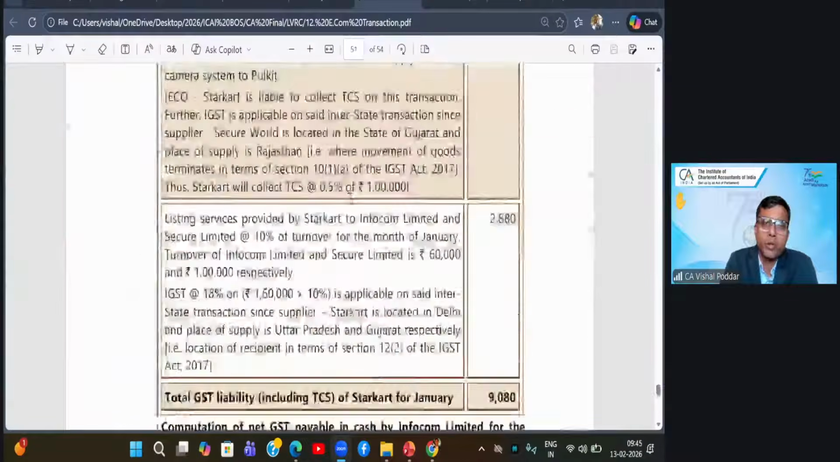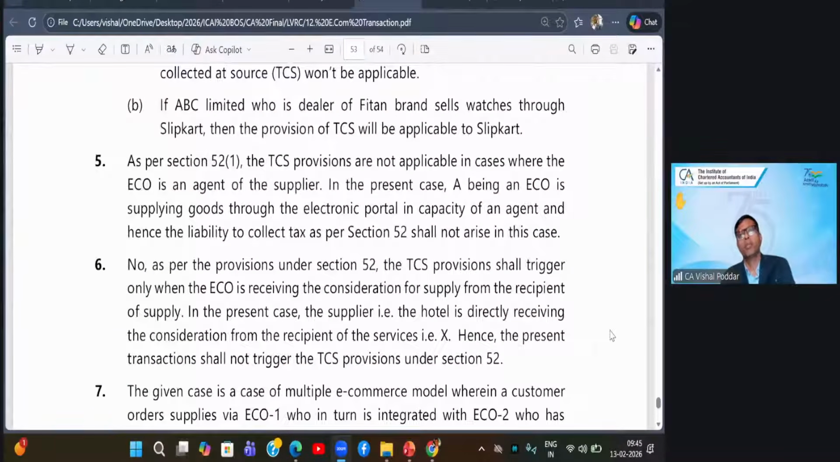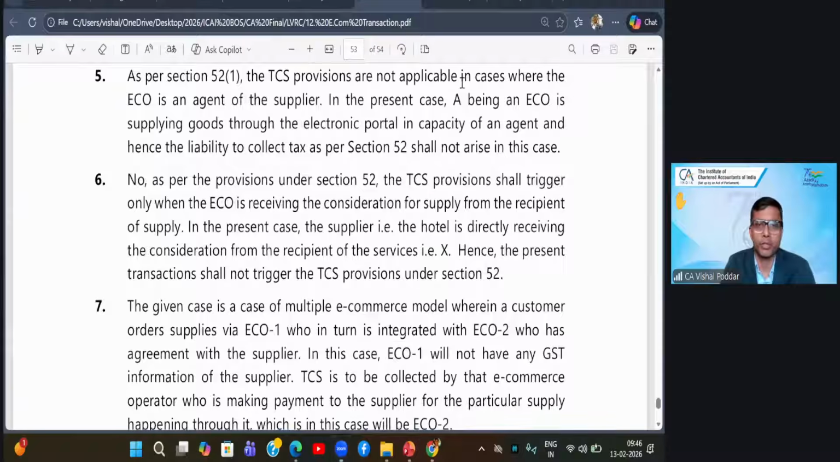So now A is the e-commerce operator, but the point given is A is also acting as the agent. Now, since you are acting as the agent, if you remember, in GST law, the agent itself is also required to pay GST. Whenever you are making a sale on behalf of the supplier as an agent, you are liable to pay tax in the capacity of the supplier. Hence, the answer is A, being an ECO, is supplying goods through electronic commerce operator in capacity of agent. So agent means as good as supplier, and hence the liability to collect tax under TCS shall not apply, because since you are agent, you have to pay the full tax as a supplier. You will not fall in the TCS provisions. Fine.